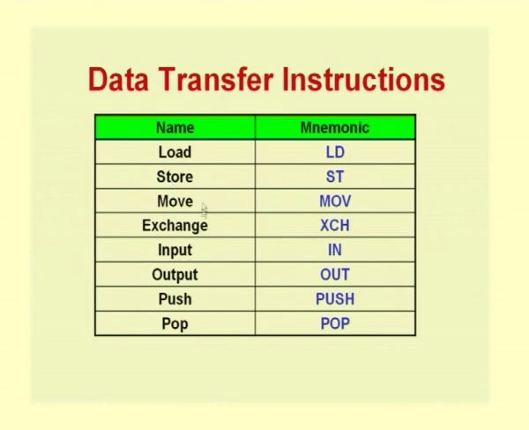So, if you look at data transfer instructions, we have different variations here. We have already looked at load, store, move and so on, we are familiar with these. You could also have another instruction called an exchange instruction, which is provided on some architectures. What happens in the case of an exchange instruction is that if you have two registers R1 and R2, the contents of R1 and R2 are exchanged. So, contents of R1 will be moved to R2 and the contents of R2 will be moved to R1.